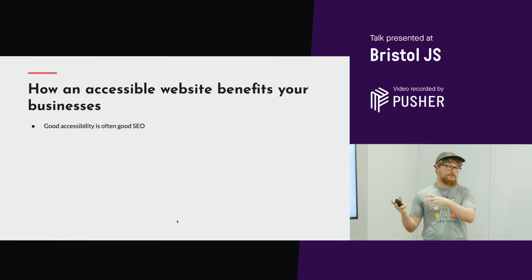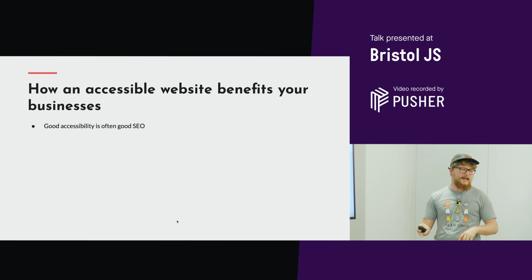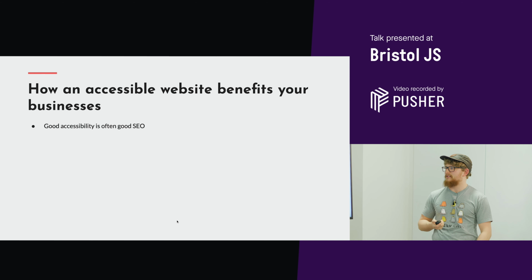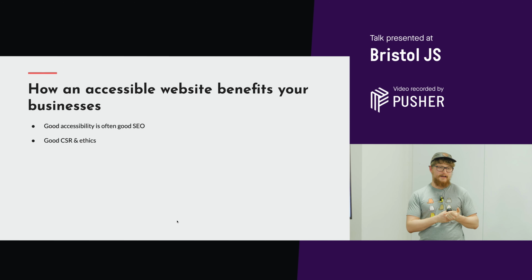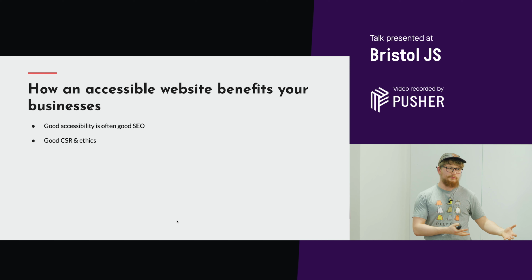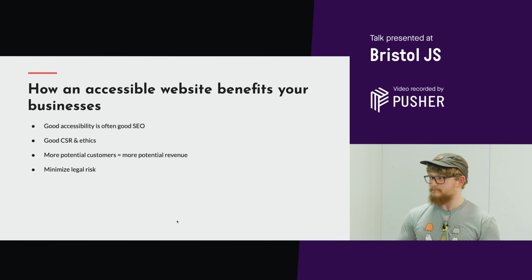As we touched on earlier with the transcript, Google's not going to wait around to crawl a video, but if you have the transcript of the video there, they'll know what's going on your page. The same when it comes to alt text and lots of other different aspects of accessibility. It's good for your corporate social responsibility and your ethics, I feel. If you're a company that's promoting the fact you're making your website accessible, that's surely going to have benefits for you. More potential customers means more potential revenue. If you ignore London and Scotland, that's a lot of potential customers in the UK.